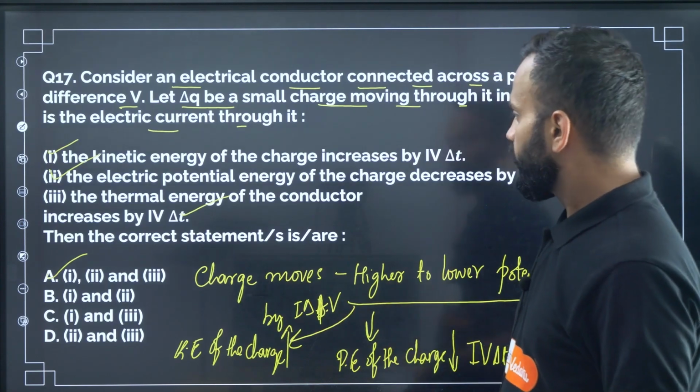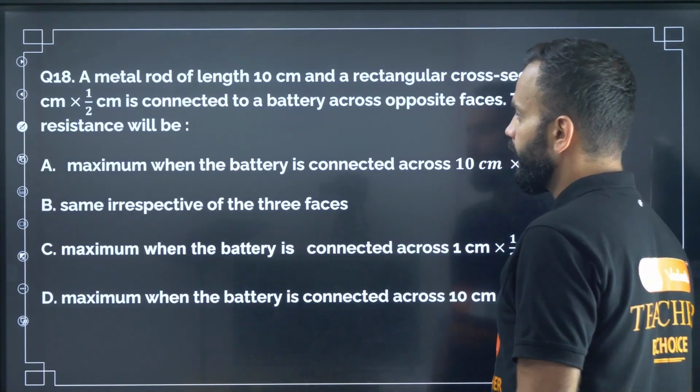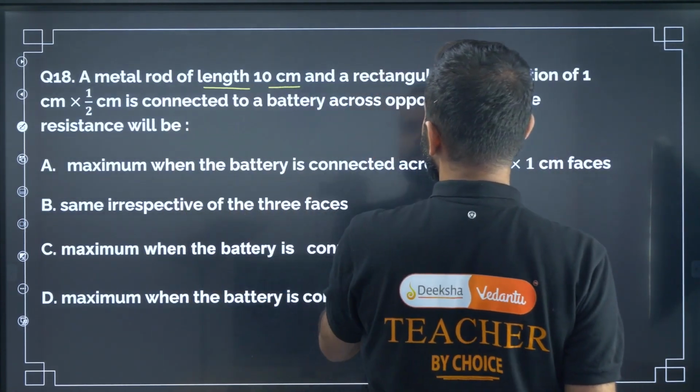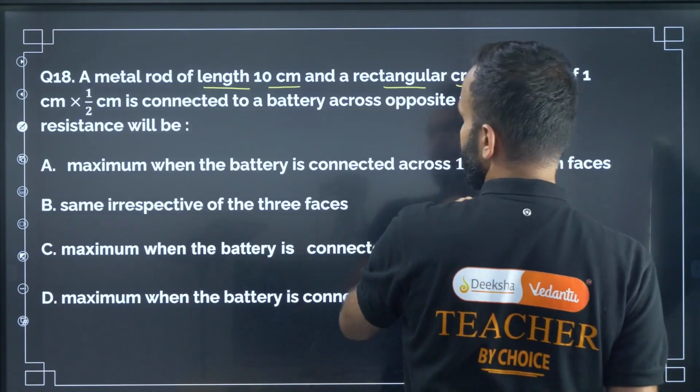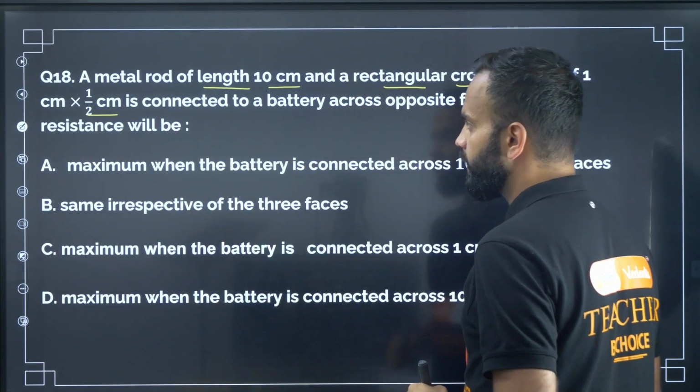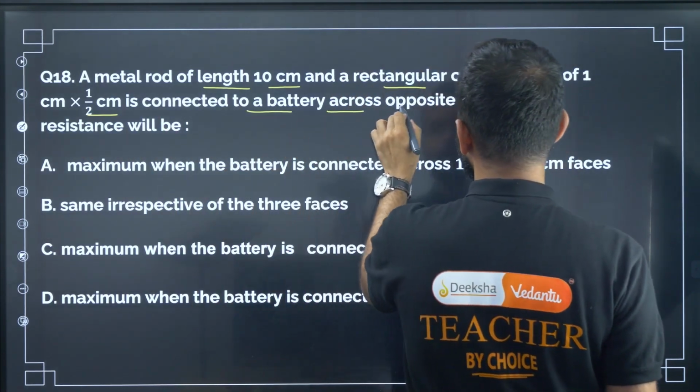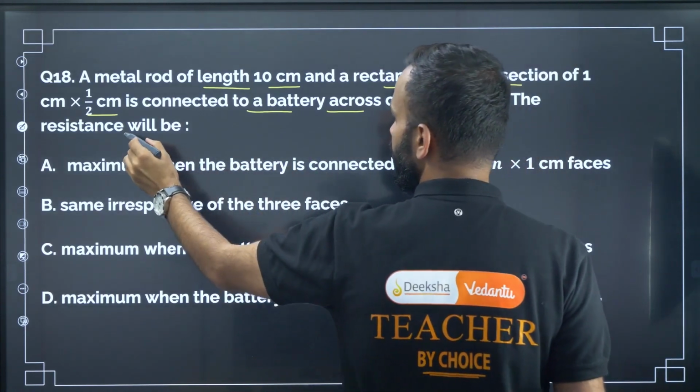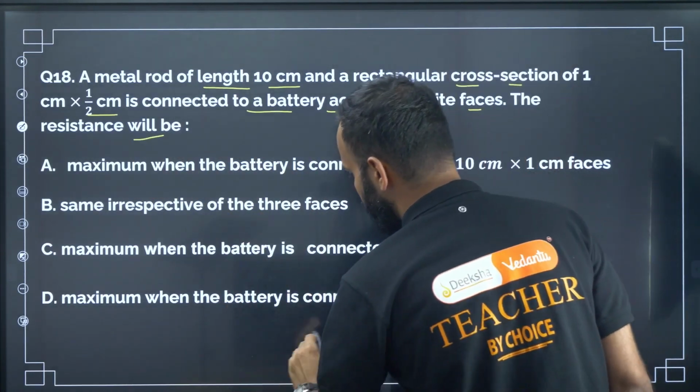Next question, question number 18. A metal rod of length 10 centimeter and a rectangular cross section of 1 centimeter into half centimeter is connected to a battery across opposite faces. The resistance will be... Okay, let us draw the diagram.